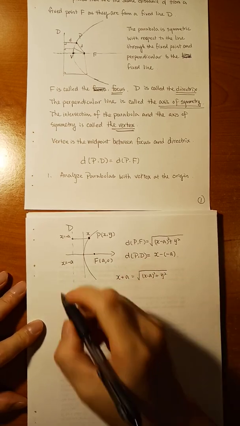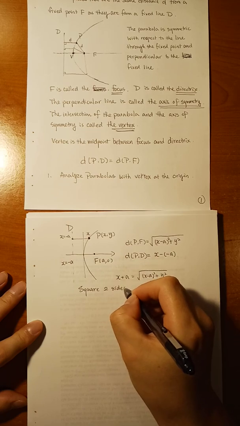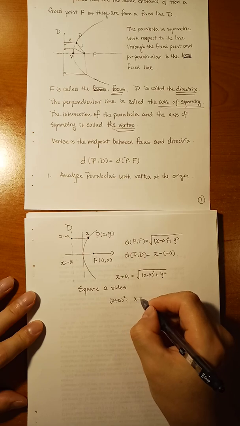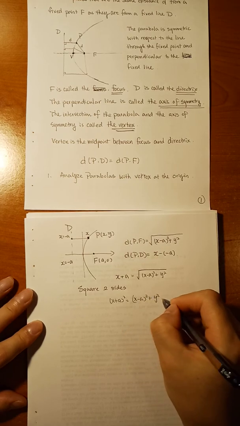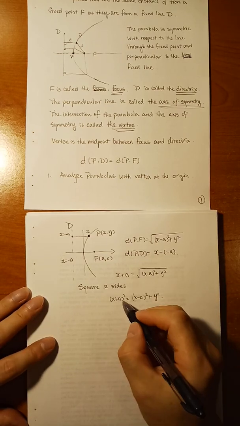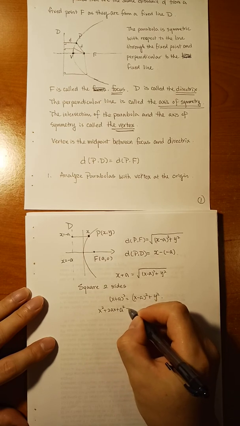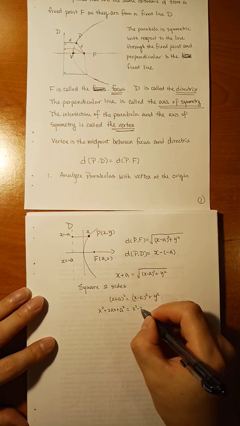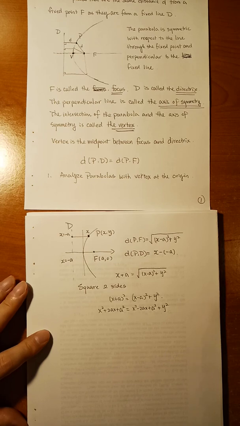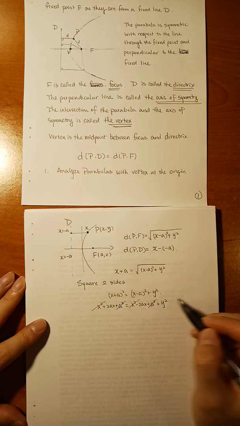So we're going to square two sides. We get (x plus a) squared is equal to (x minus a) squared plus y squared. Let's simplify. (x plus a) squared is x squared plus 2ax plus a squared. (x minus a) squared is x squared minus 2ax plus a squared, plus y squared. Cancel x squared from two sides, cancel a squared from two sides.